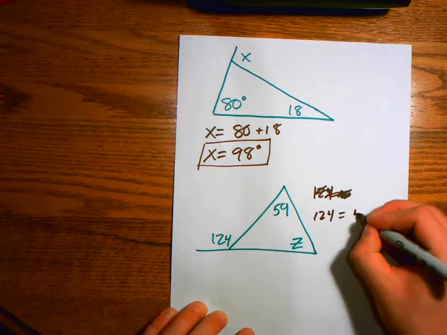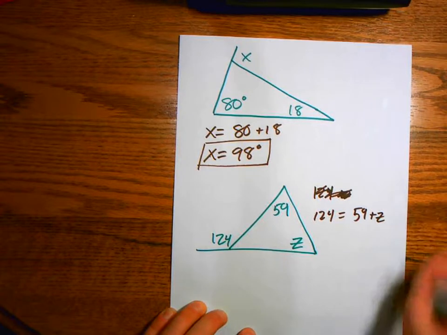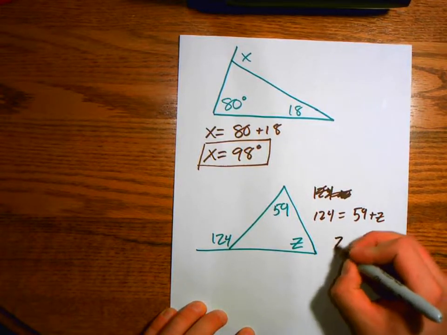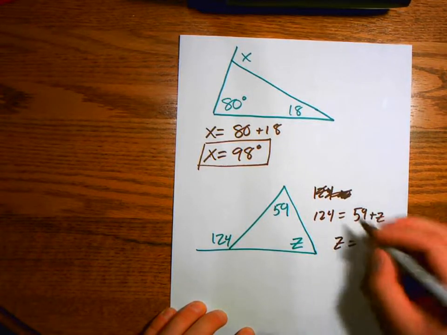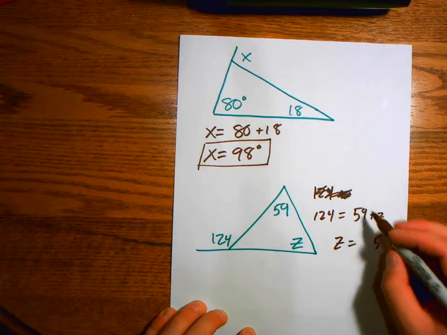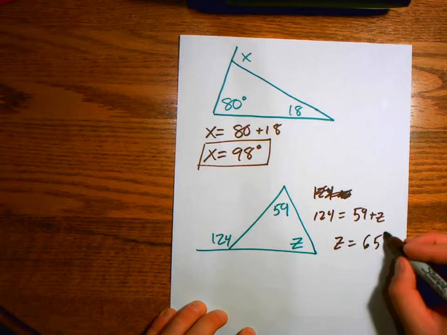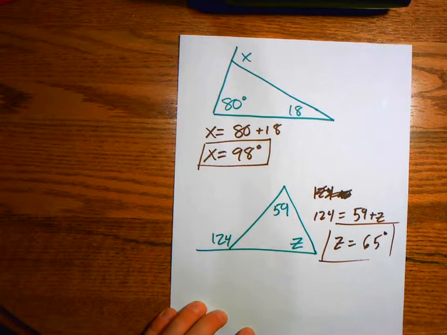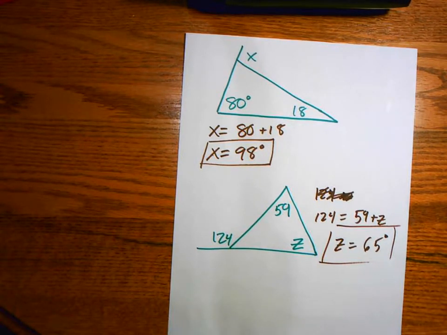124 is equal to 59 plus z. Subtracting 59 on both sides, you get z is equal to 65 degrees. Okay, so again, one exterior angle is going to be equal to the two opposites on the inside added up together. Okay, thank you.